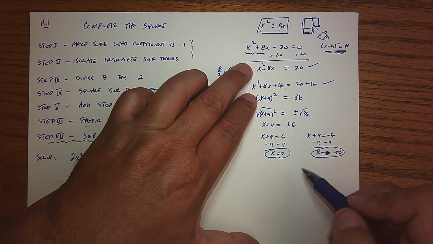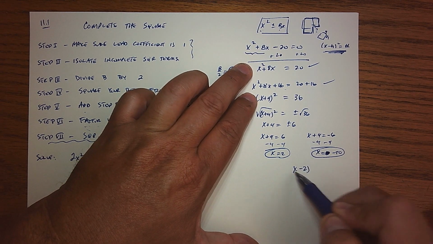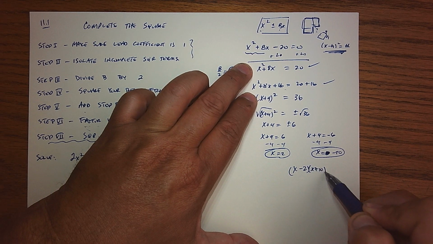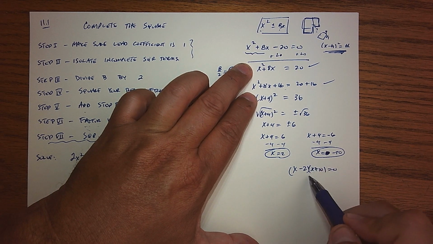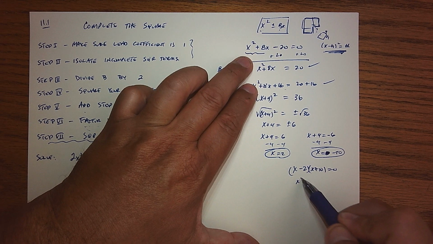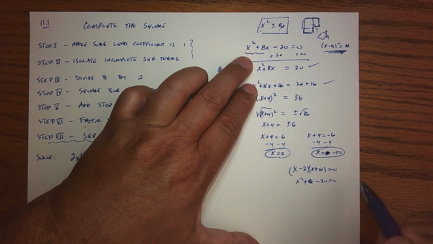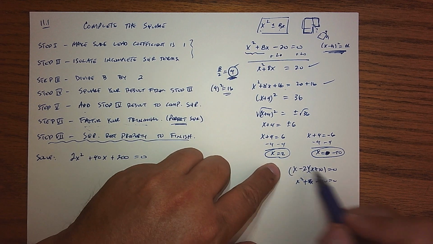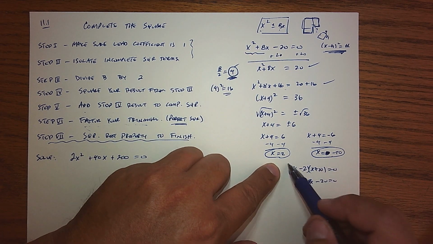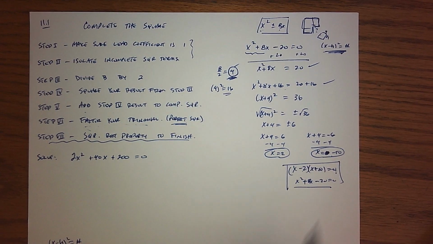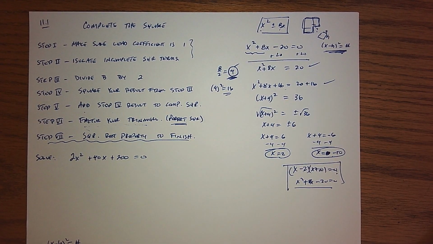But what's nice is notice that if I take x minus 2 and x plus 10 here, right? If I factor that, I will get x squared plus 8x minus 20 equals 0, showing that 2 is a solution and negative 10 is a solution. So that was kind of a check, if you would, with my factoring technique. But that is what the completing the square technique looked like.